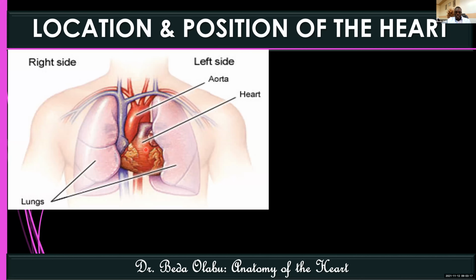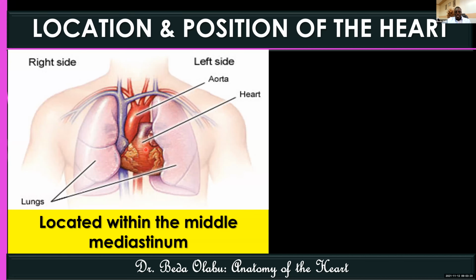The heart is located within the middle mediastinum. You may know that the mediastinum is a region within the thoracic cavity between the right and the left lung. So this is the mediastinum. And the mediastinum is divided into two, maybe from around that line there. The region above that line is called the superior mediastinum. And the region below that is called the inferior mediastinum.